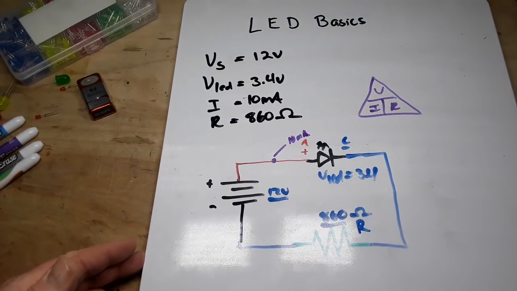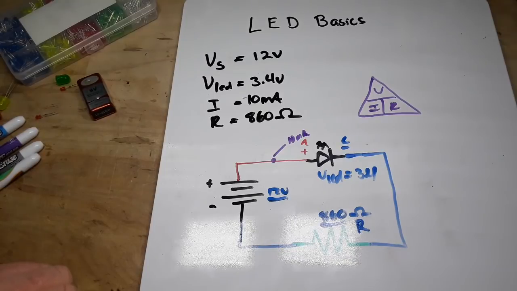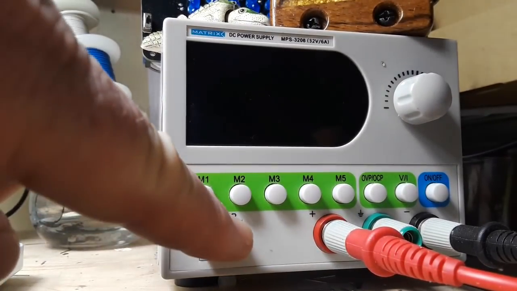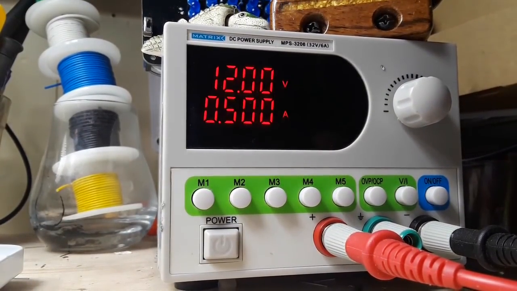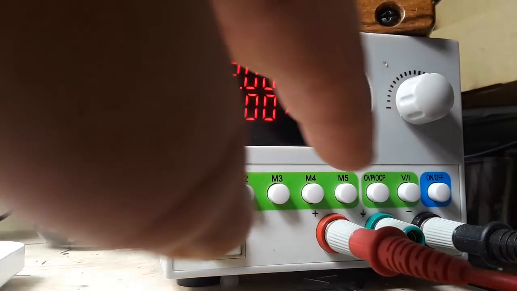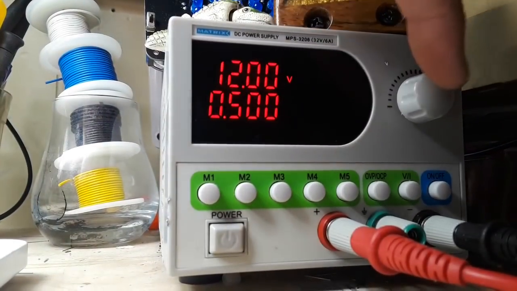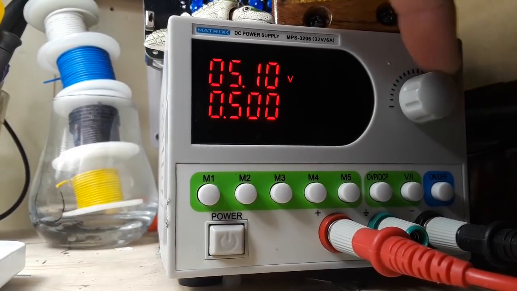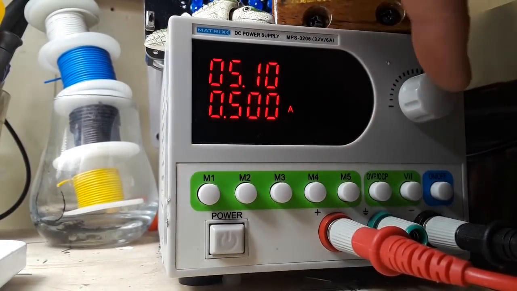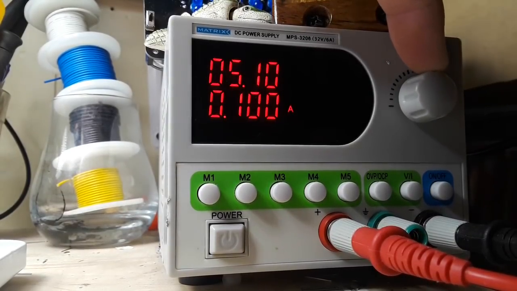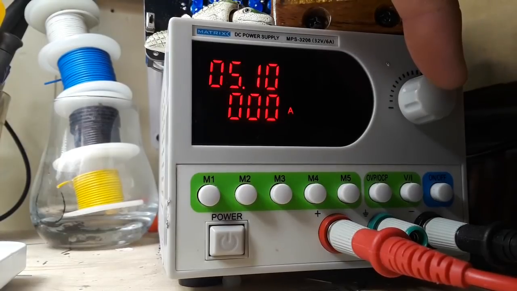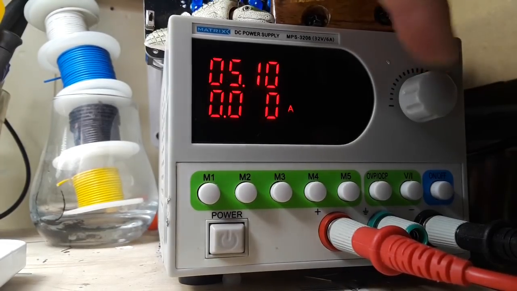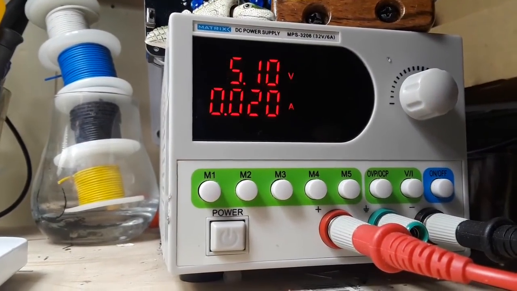All right, let's take a look at some LEDs. Okay, for our demonstration purposes here today, we're going to use my power supply. And we are going to set its voltage down to 5 volts. And we are going to limit its current to 20 milliamps.